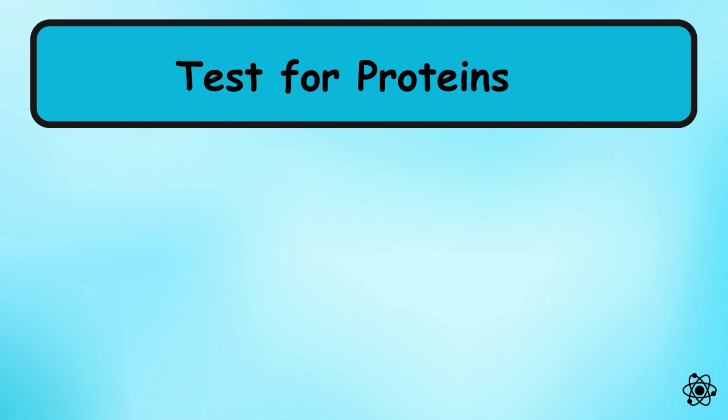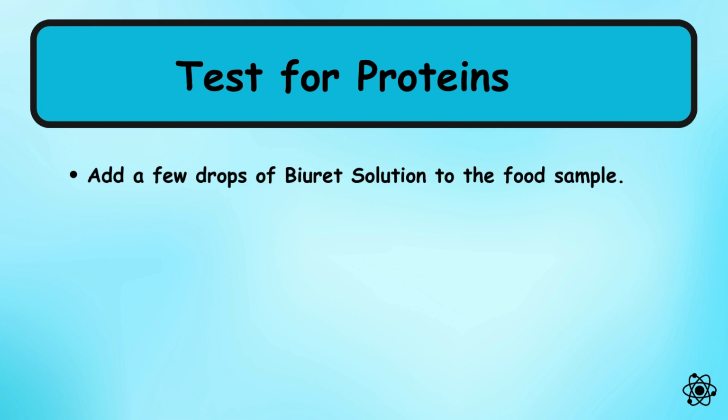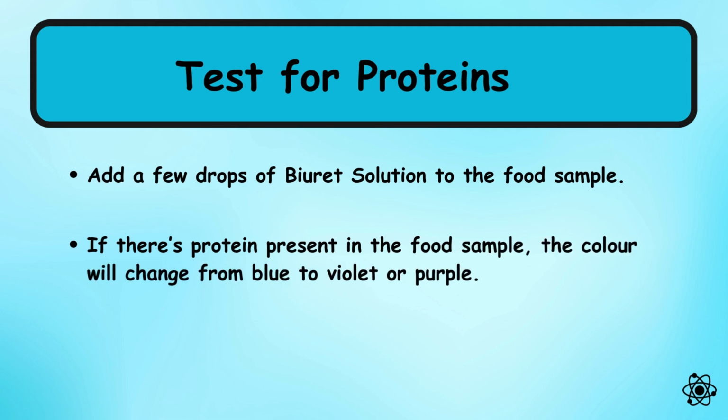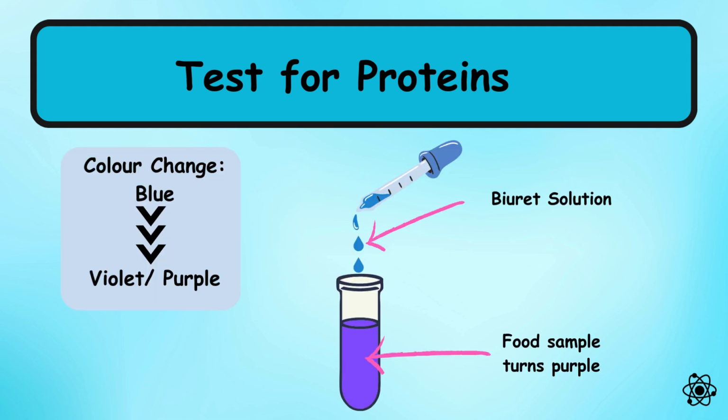The next food test is for proteins. Add drops of biuret solution to the food sample. A positive test will show a color change from blue to violet or purple. This illustration shows what happens when a food sample is tested for protein. Since the color changed from blue to purple, it means that the food sample contains protein.